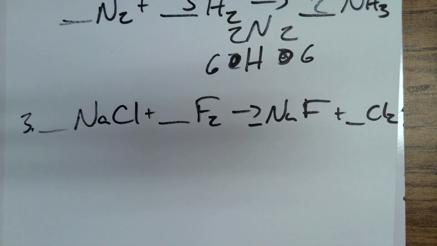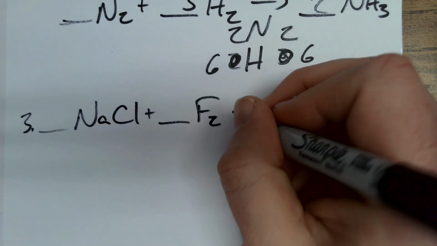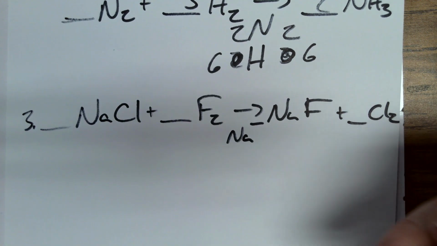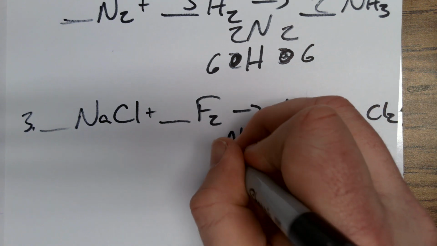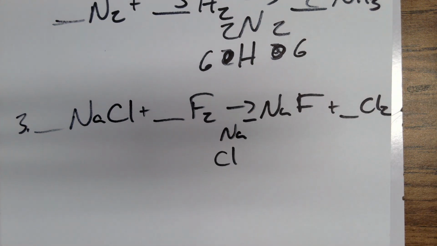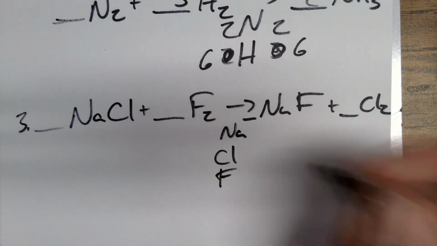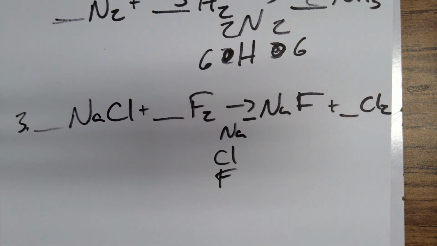Number 3. Sodium. Na. What's another one? Chlorine. Cl. What's the other one? Fluorine. There we go. All right. Now, which one do we want to balance first? We want to balance the sodium, the chlorine, or the fluorine first? What do you think, Leslie? Which one do you want to do first?